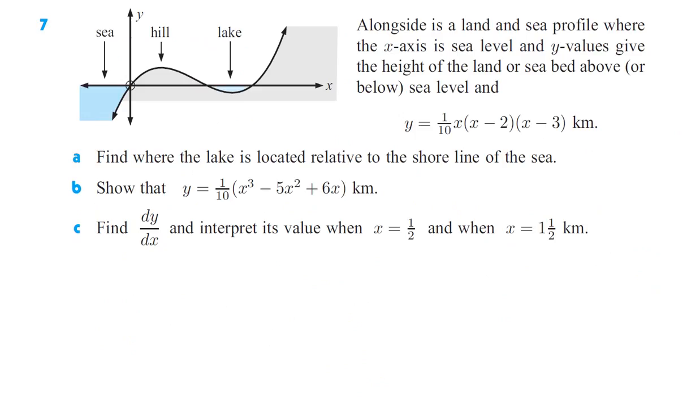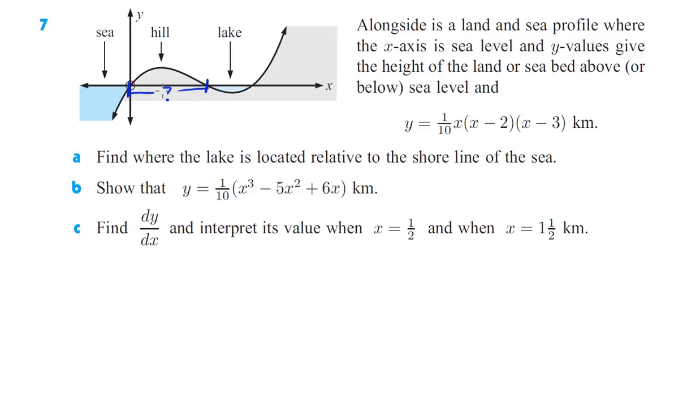Okay, let's take a look at number 7. All right, so here's a cross section of the sea, a hill, and a lake. Alongside is a land and sea profile where the x-axis is sea level and the y-axis gives the height of the land or sea bed above or below sea level, and y equals this function here, in kilometers. So find where the lake is located relative to the shoreline of the sea. So we want to know basically how far it is from here to here, right? We got to figure out what that is.